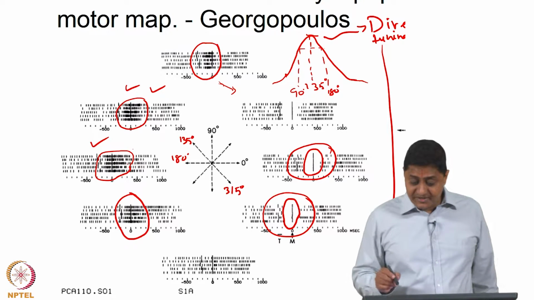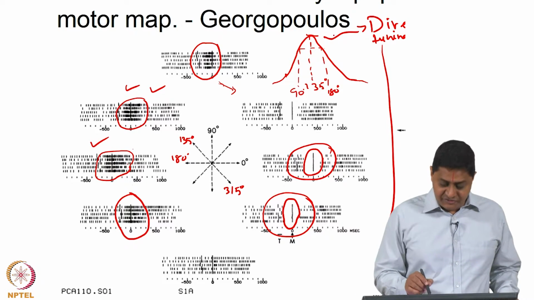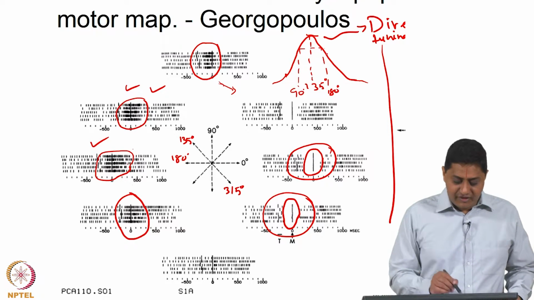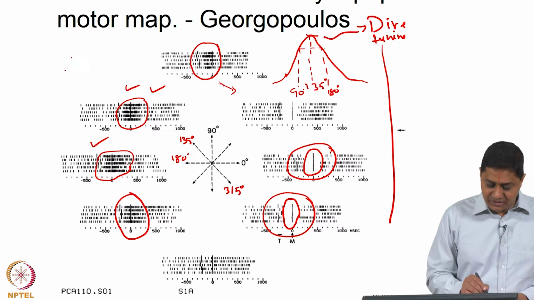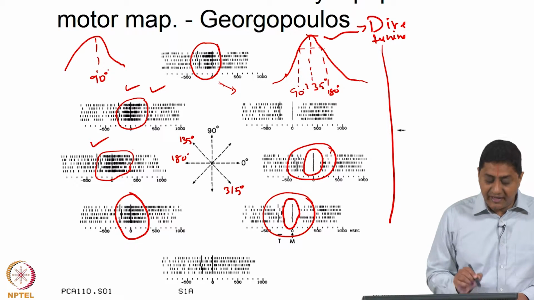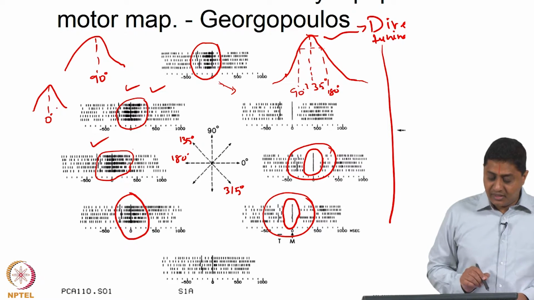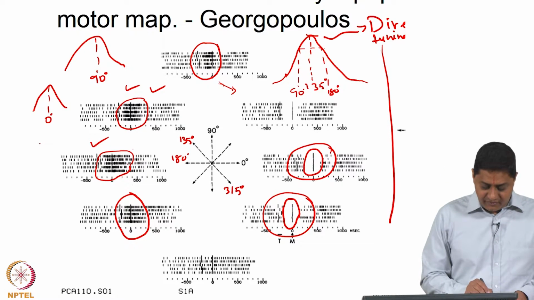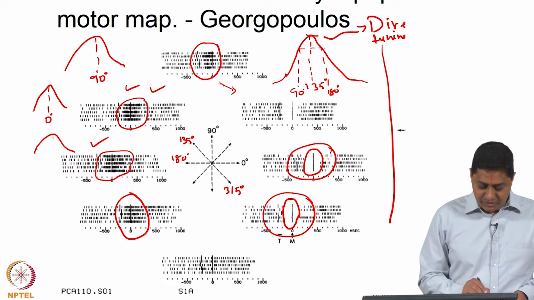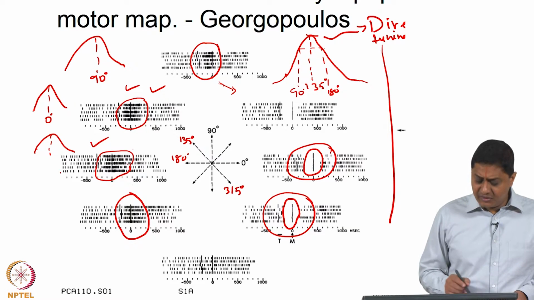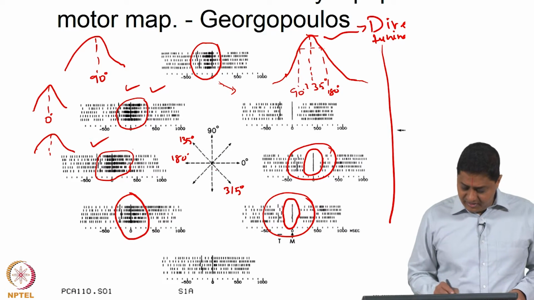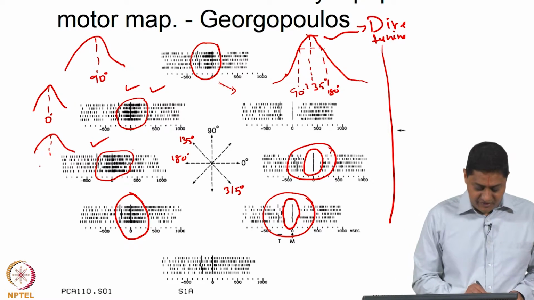So, what happens is that if I do this for a whole bunch of neurons, there may be other neurons for which a similar directional tuning curve will be there, for which the maximum amplitude will be at 90 degrees. There will be another neuron for which a similar directional tuning curve will be there, for which the maximum amplitude will be at 0 degrees, right. And there will be another neuron for which one more directional tuning curve will be there, for which the maximum amplitude will be at 315 degrees, like that.